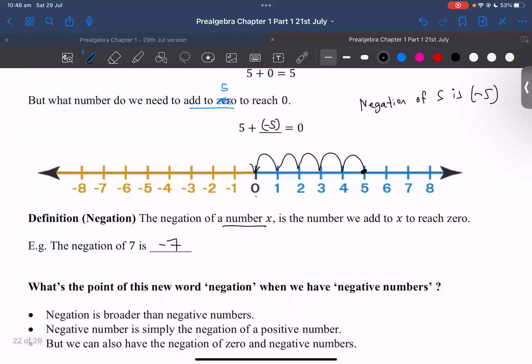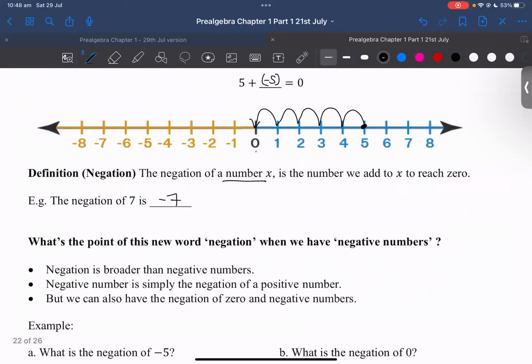What's the point of negation when we have negative numbers? What's the difference, I guess? Does it seem like we come up with a new idea when we already have negative numbers, right? Maybe it's like a reverse of numbers? It is reverse, but negative numbers are the reverse of positive numbers. So why do you need negations when we have negative numbers already? There's a slight difference.